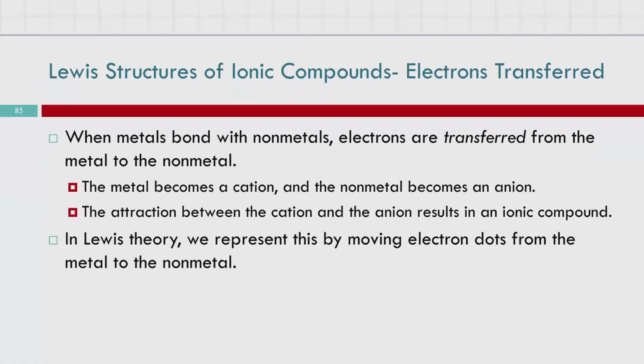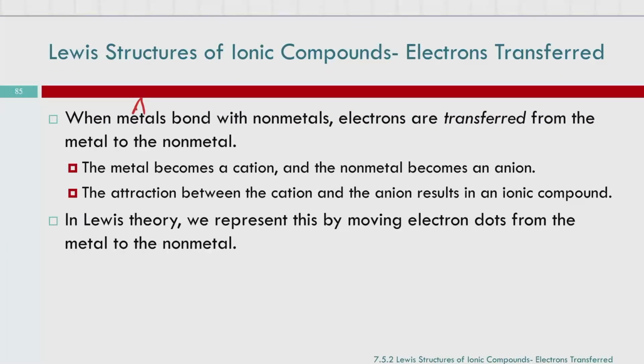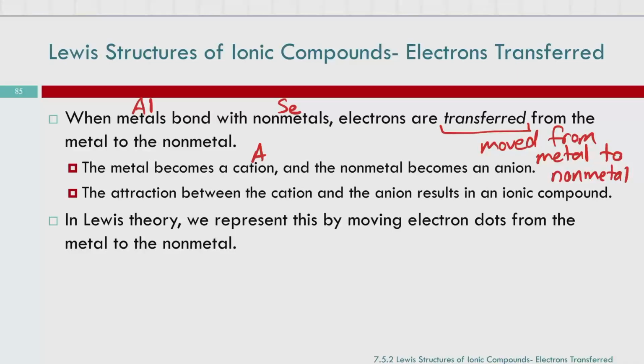So when metals bond with nonmetals, like aluminum bonding with selenium, electrons are transferred. Moved from the metal to the nonmetal. Metals lose electrons, nonmetals gain electrons. And when those electrons are transferred, the metal becomes a cation. So this would be, for example, Al3+, and the nonmetal becomes an anion, like Se2-.